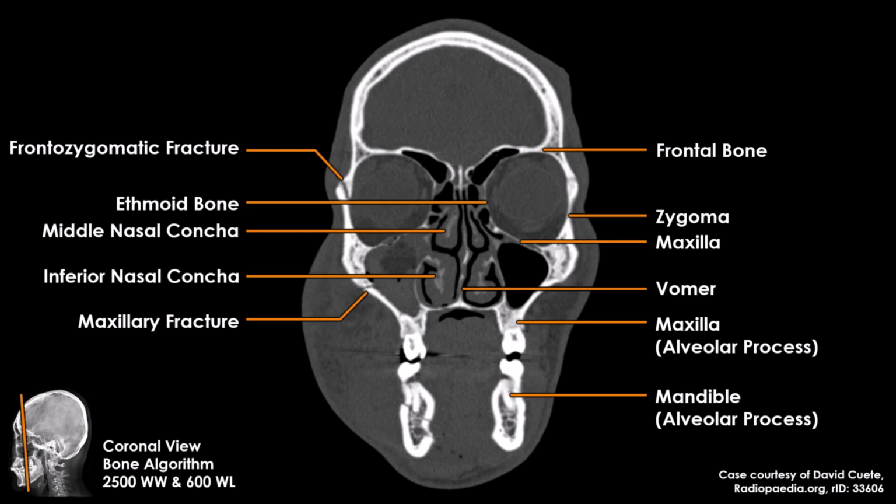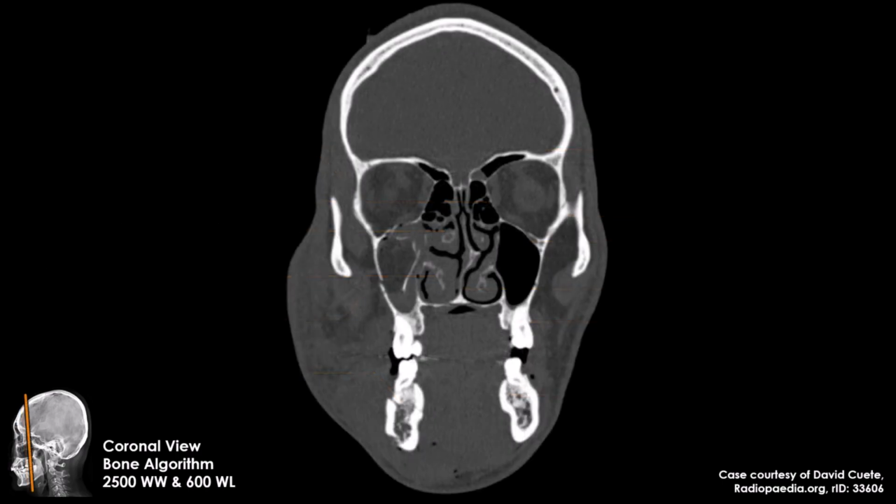A paranasal sinus should always be clear with air. If it's ever filled with blood or fat or anything else, that means it's been affected by an injury or a pathology. We can also see that fracture in the mandible once again. We'll again move deeper into the face.